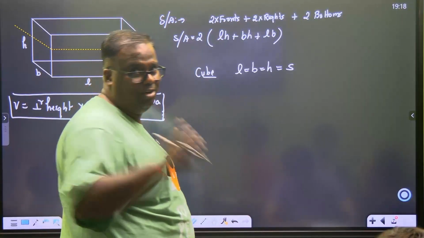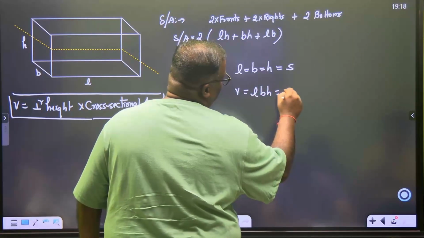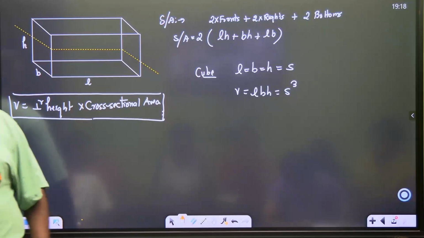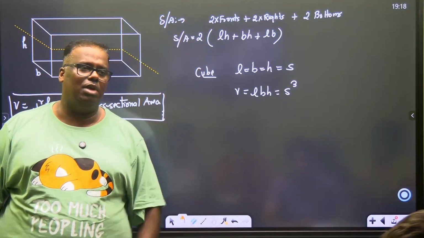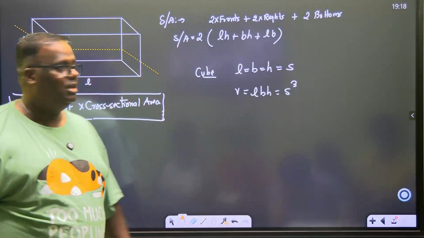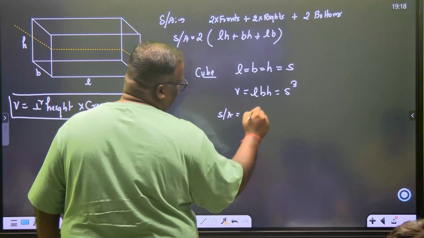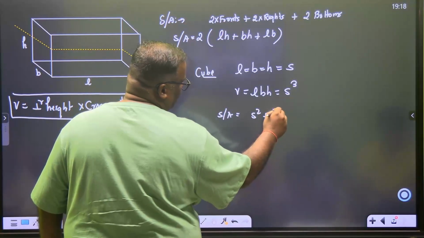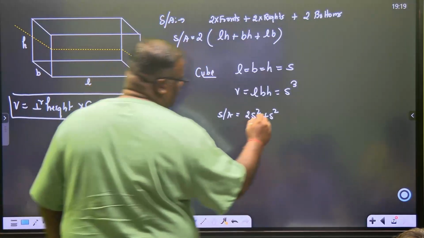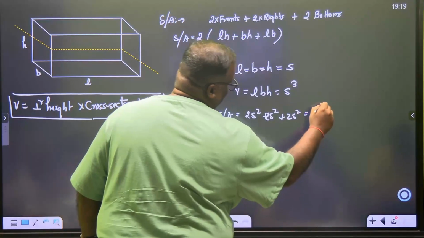More caffeine, no girlfriend. So volume becomes what? Volume is L B H, so it will be S cube. And if you see the surface area of a cube, every side is a square, and they are all congruent squares. So the surface area of a cube is S square for top and bottom, so 2S square, then 2S square for fronts and 2S square for rights. So it's 6S square.